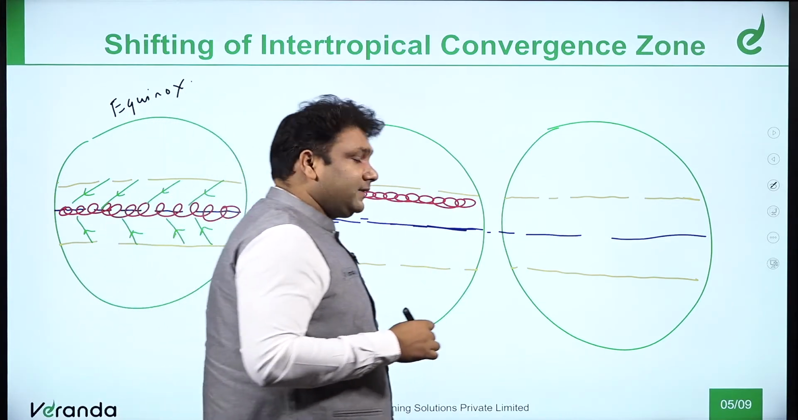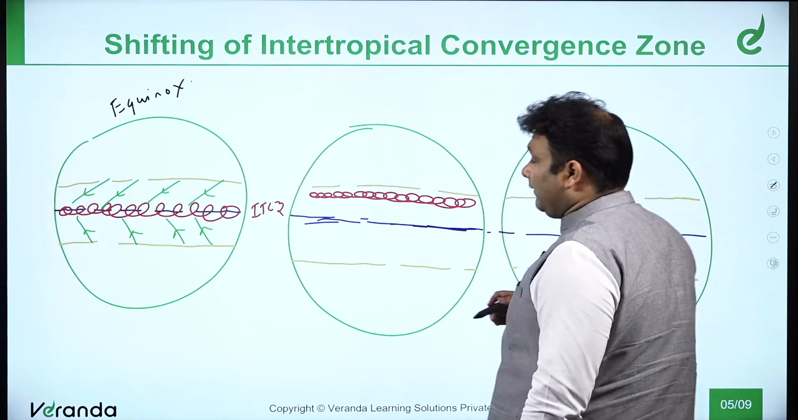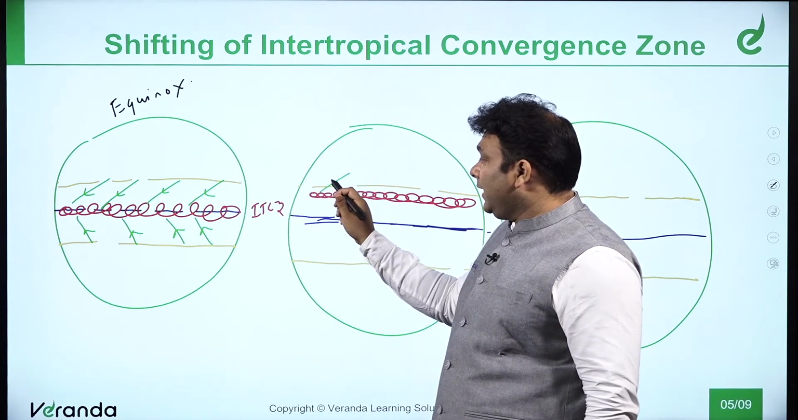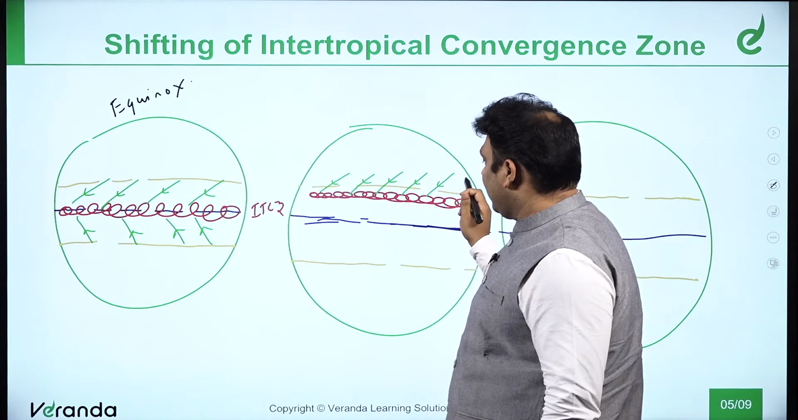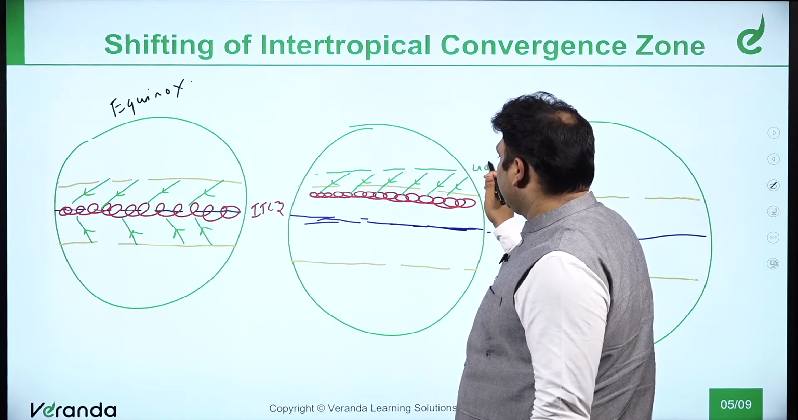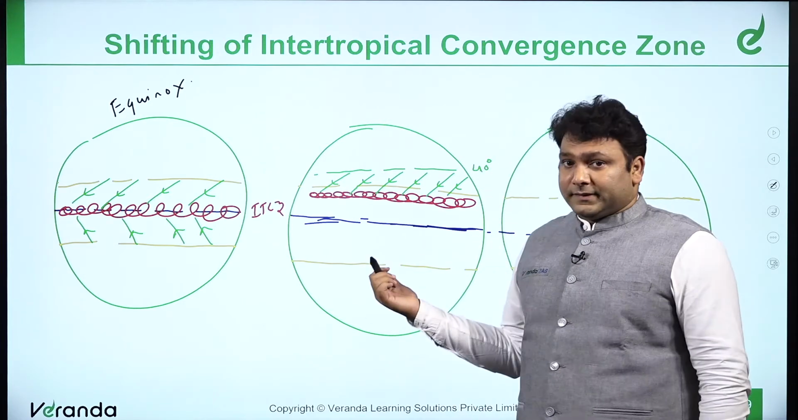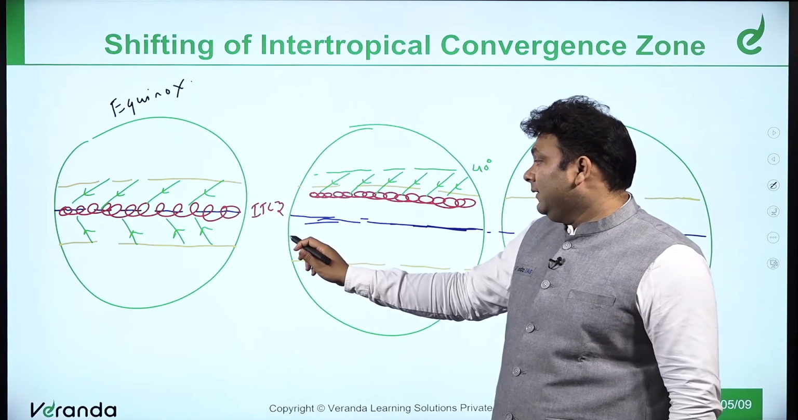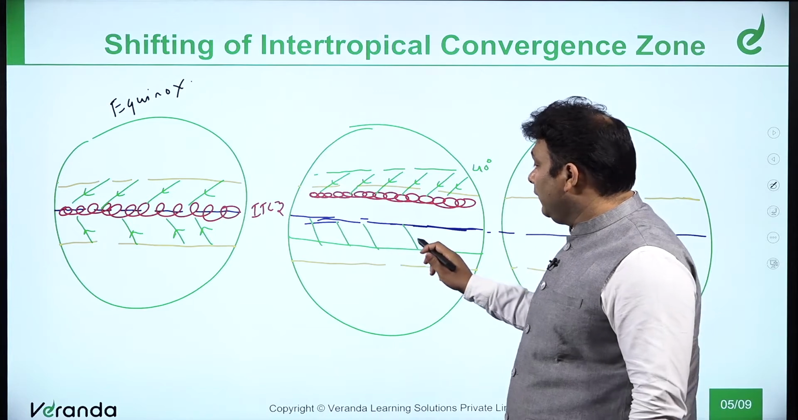Now when the ITCZ is shifted, the trade wind belt system will also shift. So instead of starting from here, they will start a bit behind. The trade winds are shifting a bit north. Instead of starting from 30, 35, they may start at 40 now. In the southern hemisphere, instead of starting from 30, 35, they will be starting from 25, 30. So they will be shifting here a bit, and they want to move towards the ITCZ.